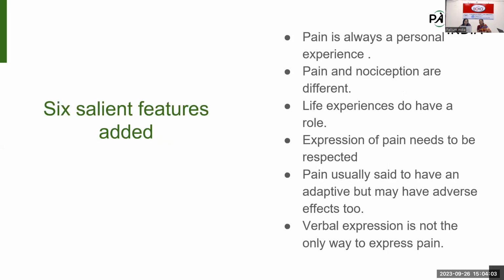Next slide. So what are the 6 factors is what is given here. We are just going to touch a little bit on this so that when we go on to the next ones, we know what we are looking into. The 6 factors added are: you have to give importance to the personal experience of the patient, and you have to understand the difference between pain and nociception. Also have in mind that life experiences play a role in the way pain presents, and you have to give due respect to what the patient says. Expression of pain needs to be respected.